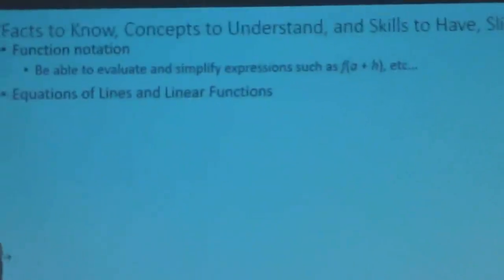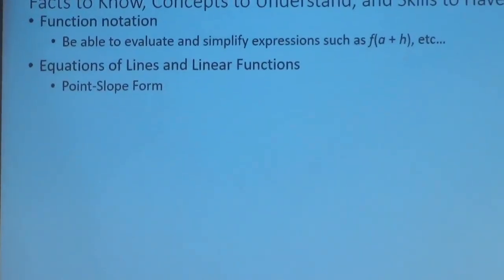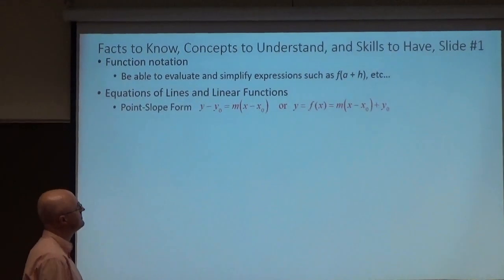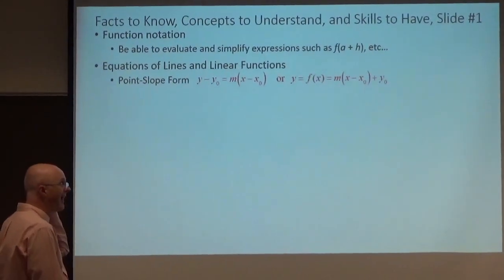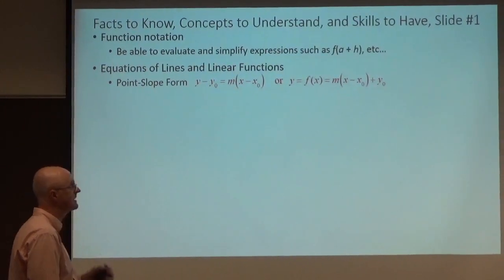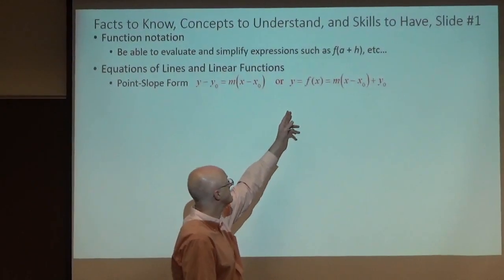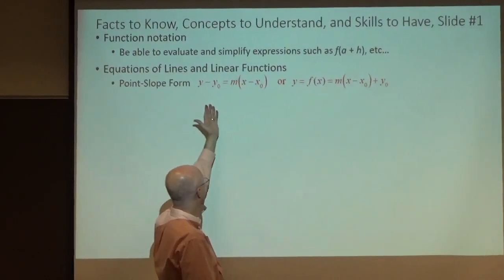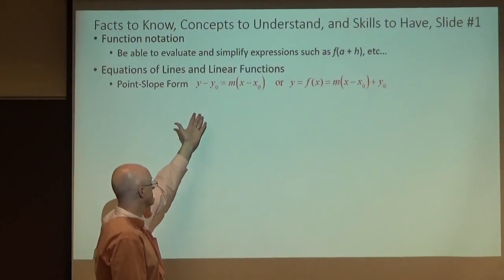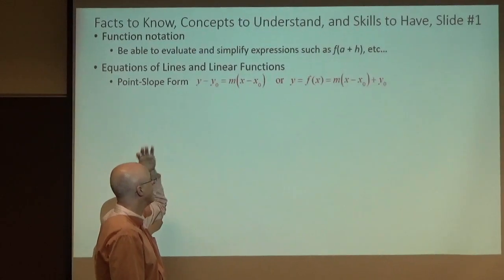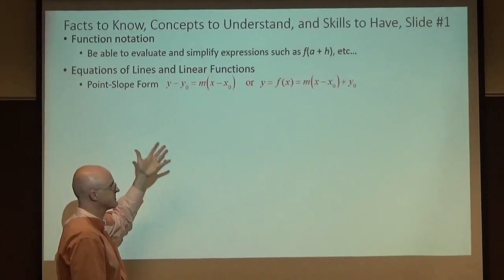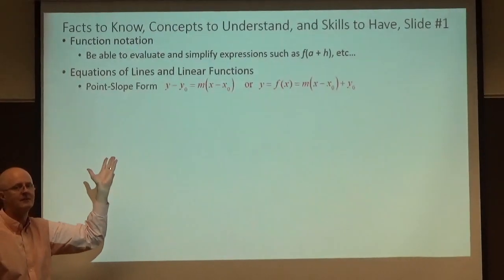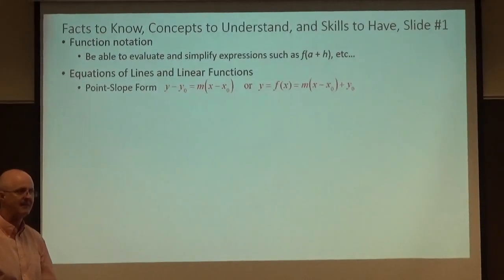Equations of lines and linear functions. There's the point slope form. Either of those two forms is fine. I actually prefer the second form because it's quicker to get the y as a function of x. It already has it, whereas with this form, you have to do another step of adding y0 to both sides. I prefer using a subscript of zeros, but your teacher may have used ones. It doesn't matter. The symbols don't matter. It's the idea that matters.